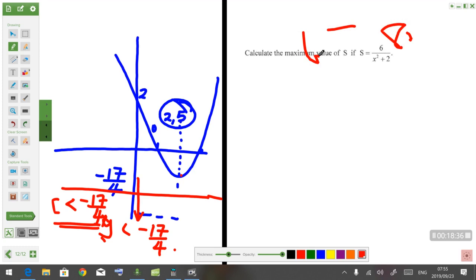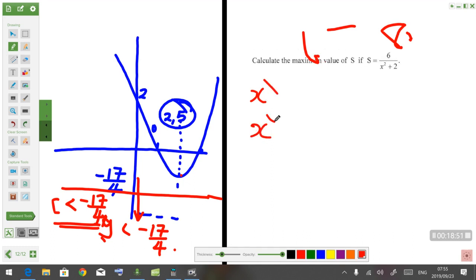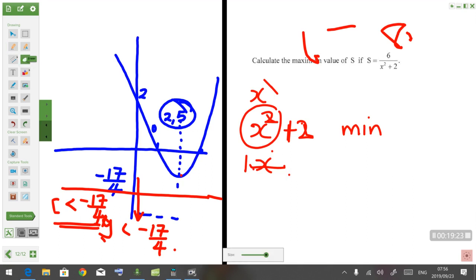Okay, hold on. I wanted to check the language that I'm using. The denominator must be minimum, which means x squared plus 2 must be minimum. What does the word minimum mean to you? Derivative. So let's derive this. If you derive x squared, what do you have? 2x, right?